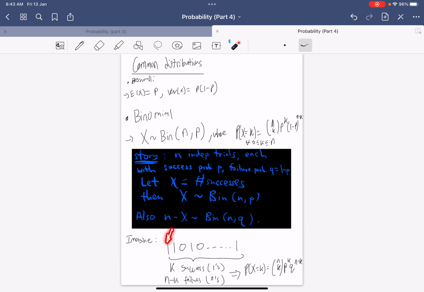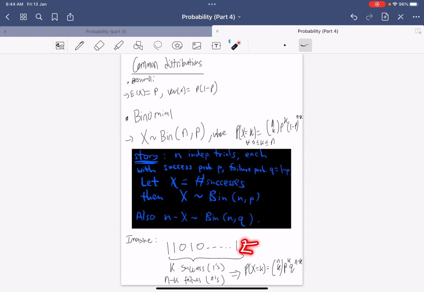And so the first one you can have a success, second one a success, third one a failure, fourth one a success, all the way, and then your total number of successes is k, and the total number of failures is n minus k as a result. So you have k ones and n minus k zeros.